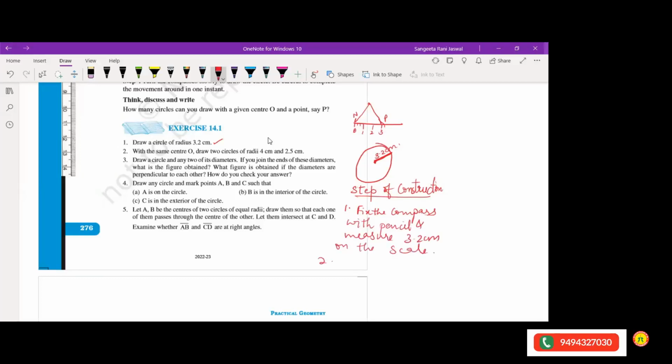Then what we did? Then keep the compass pointer at a fixed place and move the pencil around it.